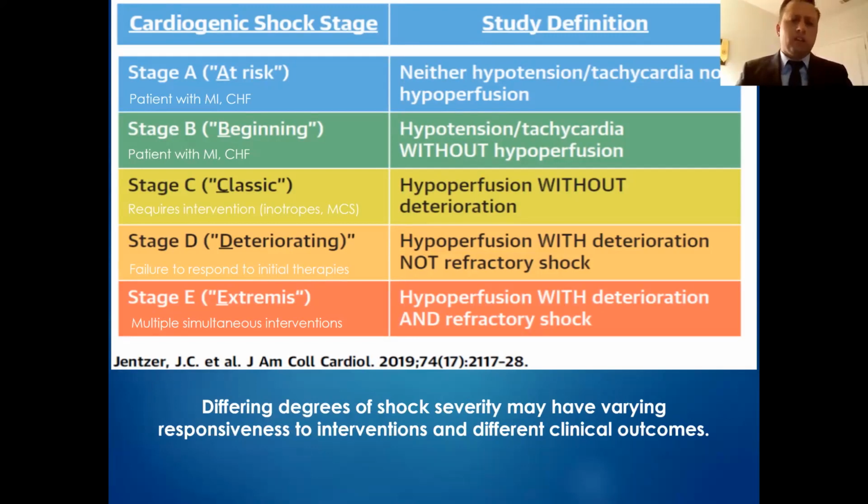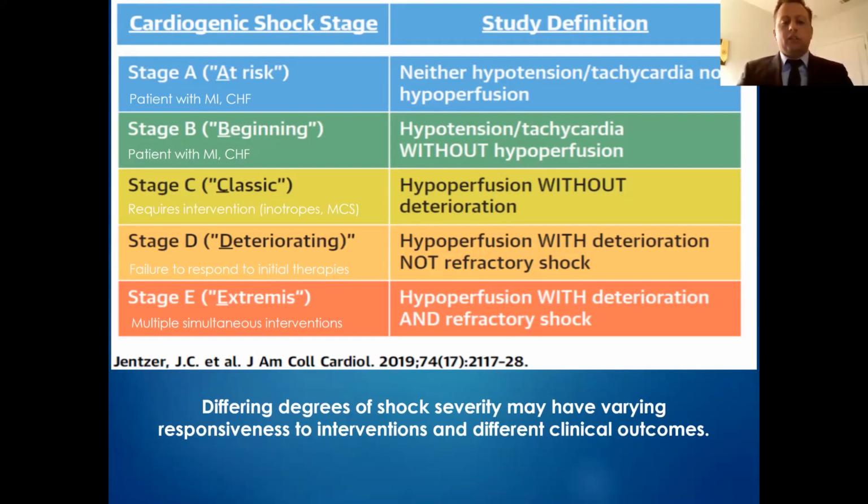Stage B is the beginning of cardiogenic shock. So you have hypotension and tachycardia, but without hypoperfusion. Stage C is what we think of as the classic cardiogenic shock. This requires some intervention, whether it be inotropes or mechanical circulatory support, with hypotension or tachycardia with hypoperfusion, but the patient is not deteriorating on these interventions. Stage D, deteriorating, is failure to respond to any initial therapies, hypoperfusion with deterioration, but not yet at the point that you consider refractory. Stage E, extremis, is the refractory cardiogenic shock that we are very concerned about and really try to do everything we can to get these patients back.